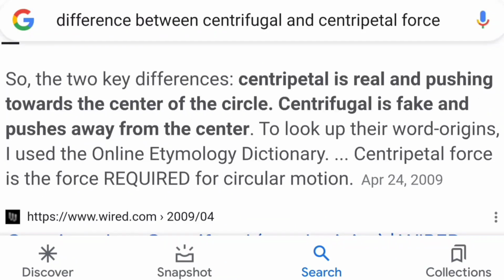So differences. The two key differences. Centripetal is real and pushing towards the center of the circle. Centrifugal is fake and pushes away from the center. So the real one is the one we never see or feel. It's pushing toward the center. The fake one is centrifugal, the one that pushes away from the center. The one in real life is the fake one.